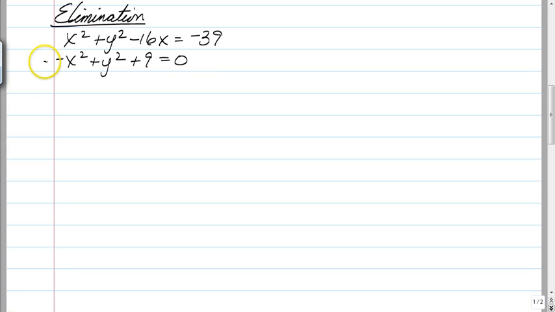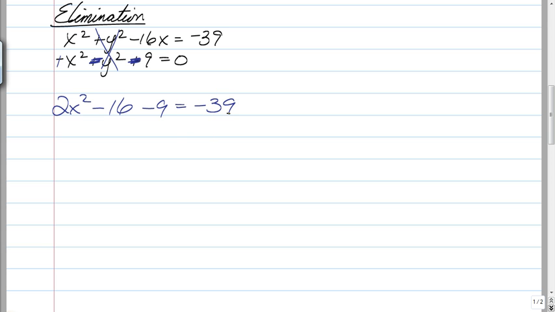So we can multiply this bottom one by a -1, and that'll change this to a positive x squared, negative y squared, and a -9. But that's going to mean our y squares will cancel. So x squared plus x squared is 2x squared. Y's went bye-bye. -16x. And then we have our -9 is equal to our -39.